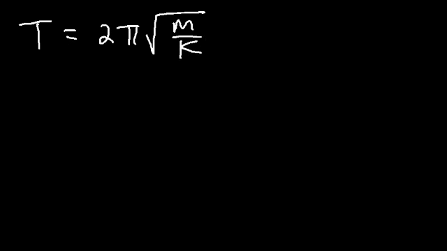Now we're going to see how intensity is related to amplitude and frequency. Let's go over some equations. Now we know that the period of a spring is 2 pi times the square root of m divided by k. And we also know that the mechanical energy is equal to 1/2 k times the square of the amplitude.